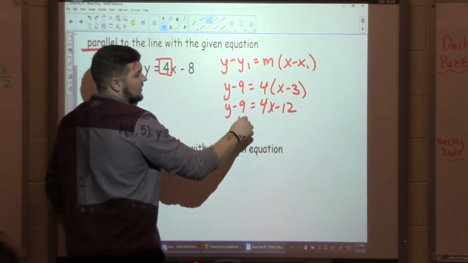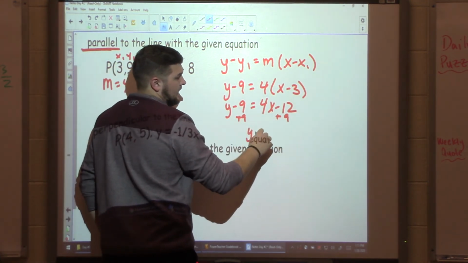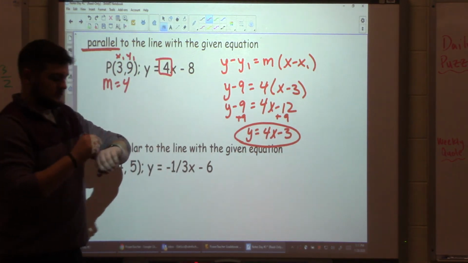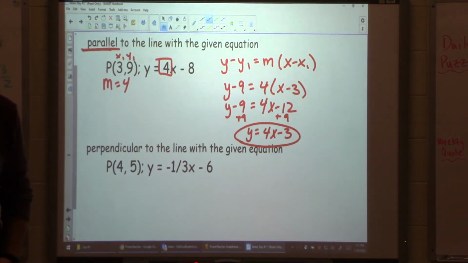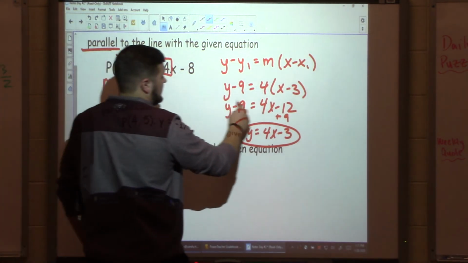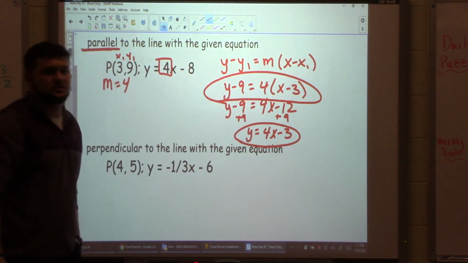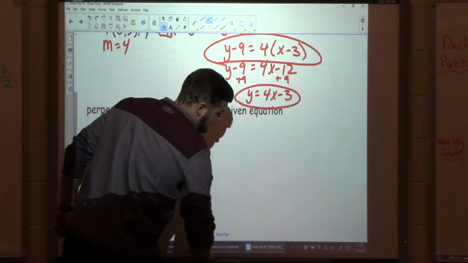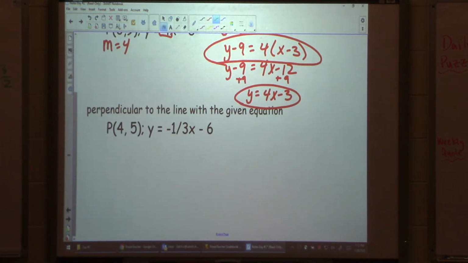So distribute your 4, add your 9, y equals 4x minus 3. So whether you leave it in point slope form or whether you change it to slope intercept form is up to you. Now, like I said, there will be some problems where it says specifically what form it wants it written in, but unless it says that, you can do either one. Cool? Alright, try the next one, perpendicular to line with the given equation y equals negative 1/3 x minus 6.